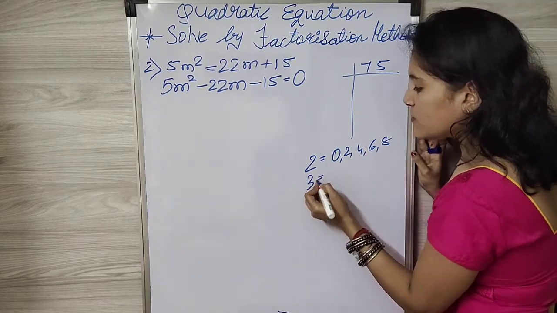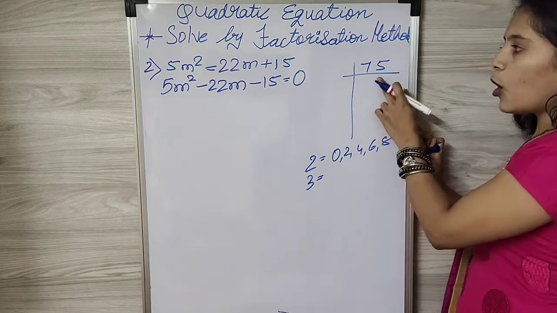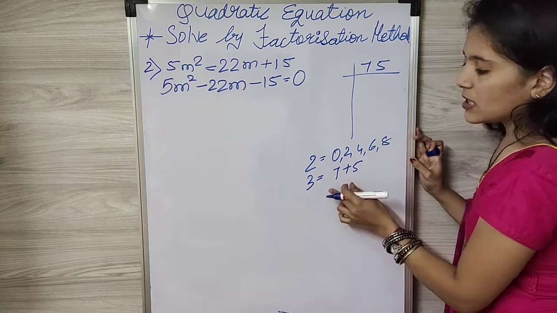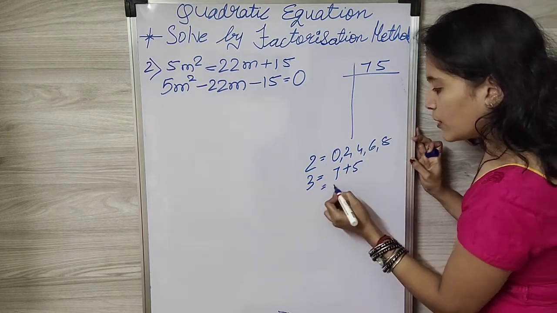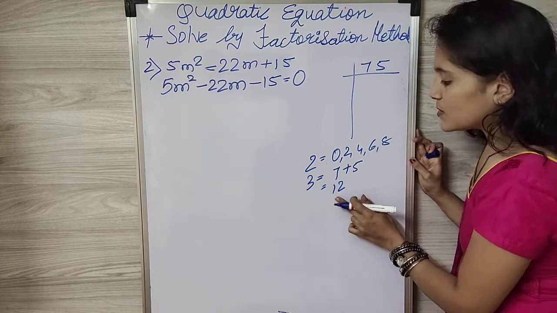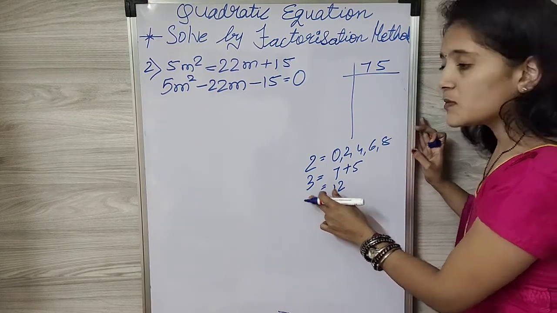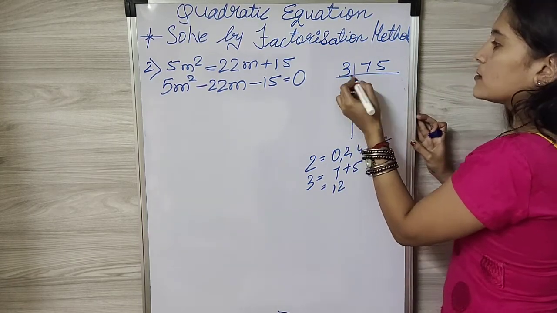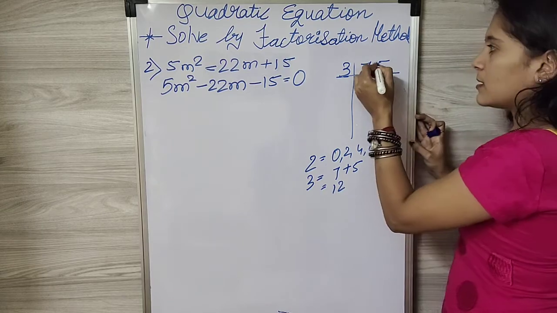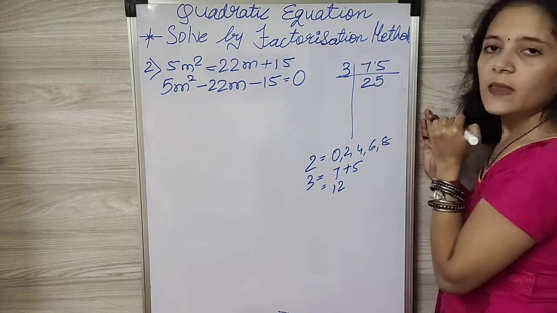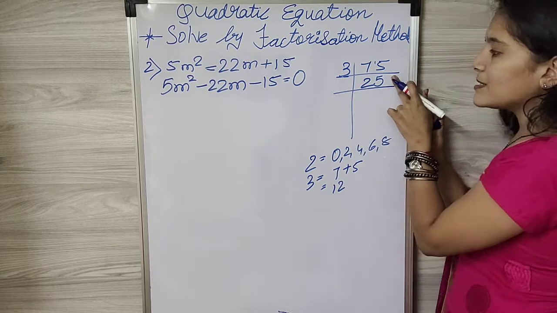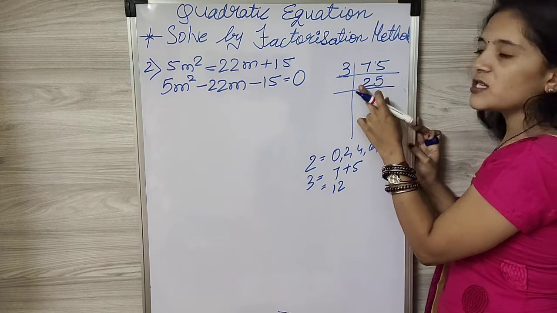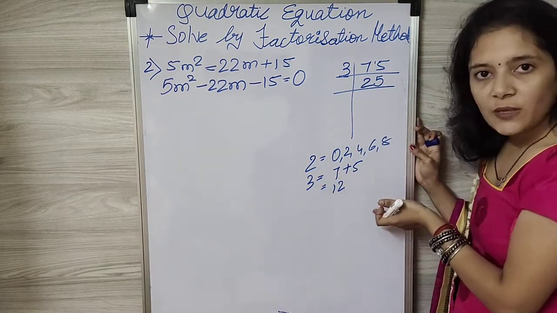For 3, what is divisibility by 3? You have to add the digits of this number. This is 75. So 7 plus 5 is 12. So in 3's table 12 is there, so it is divisible by 3. So I'm going to take here 3. 75. 3 2s are 6. Carry 1. 3 5s are 15. Right? Again the last digit is 5, so it is not divisible by 2. Again divisibility by 3: 5 plus 2 becomes 7, so it is also not divisible by 3.